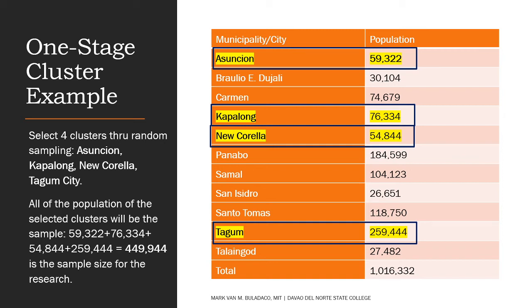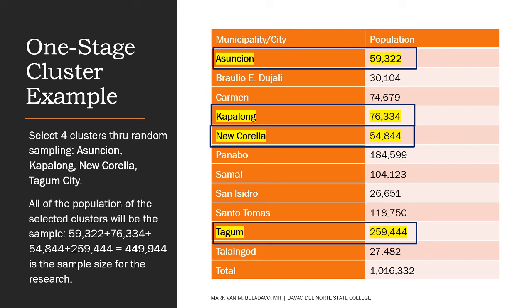So he selected 4 clusters: Asuncion with 59,322 population size, Kapalong with 76,334 population size, New Corella with 54,844 population size, and Tagum City, which has 259,444 population size. So all of the population of the selected clusters will be the sample.